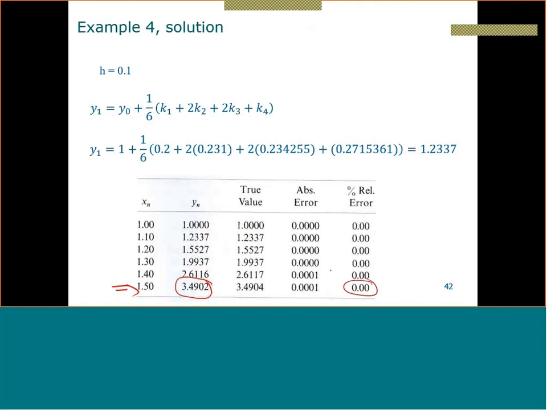If you recall, we had around 16% error when we used the Euler method, and around 2 to 3% when we used the modified method, but now we are almost reaching 0.